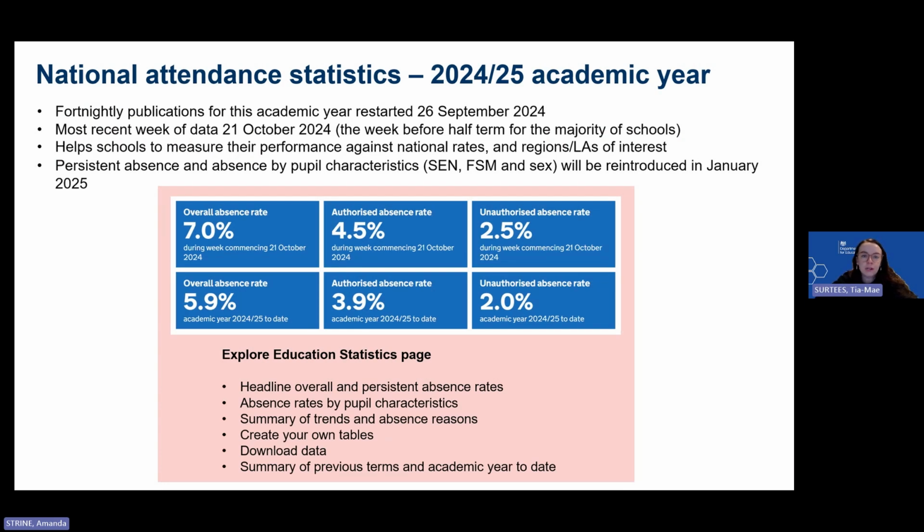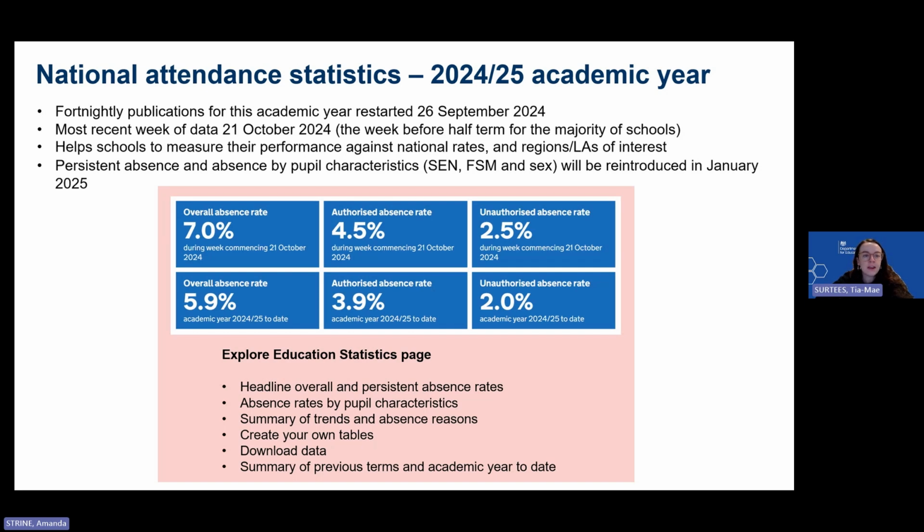This publication is a fortnightly release that you may have seen. It has two components, the Explore Education Statistics publication page and an interactive attendance dashboard. You can view attendance data daily, weekly, or year to date, and can look at individual terms. This allows you to benchmark against national attendance figures or regions and local authorities of interest. The most recent publication of the 2024-25 academic year covered the week beginning the 21st of October, which was the week before half term for the majority of schools.